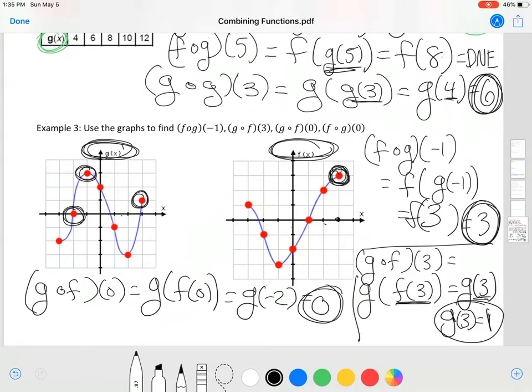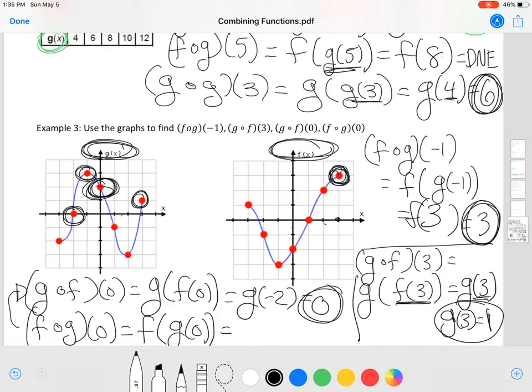Okay, last example for graphing. We're going to use f of g of 0 as our last example. So now we're doing the same as this previous one here, but we're switching the order. So we're going to do f of g of 0, which means I need to find g of 0 first. g of 0 would be 2. That would be this point right here. And now I've got to find f of 2, which would be this point right here, which would be 2. So my final answer for f of g of 0 would be 2.